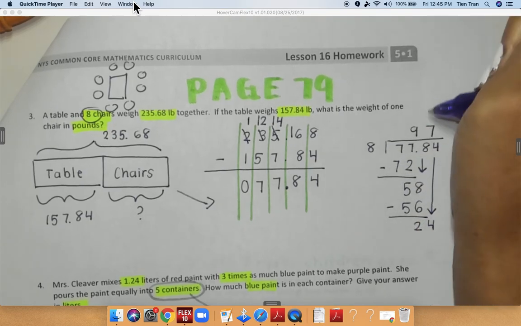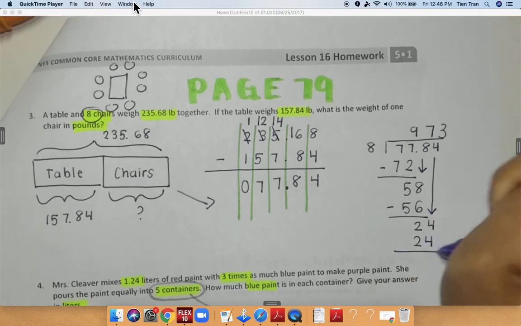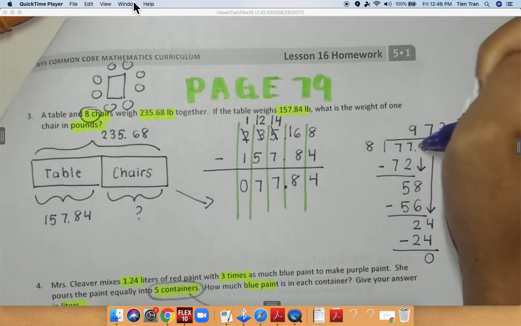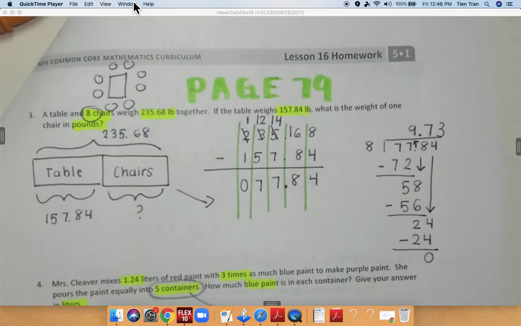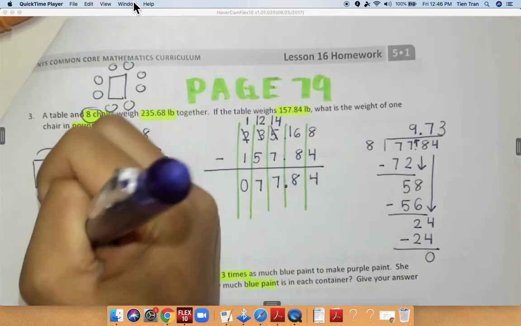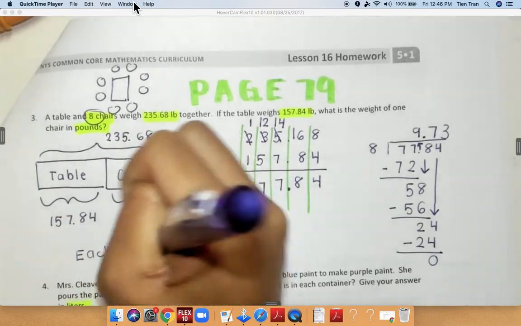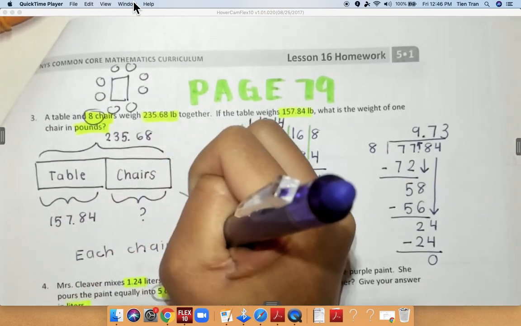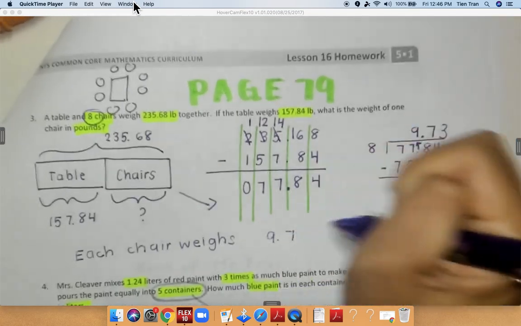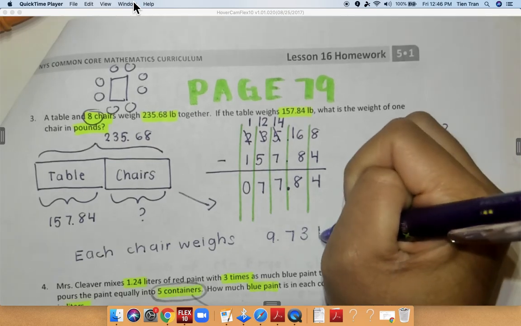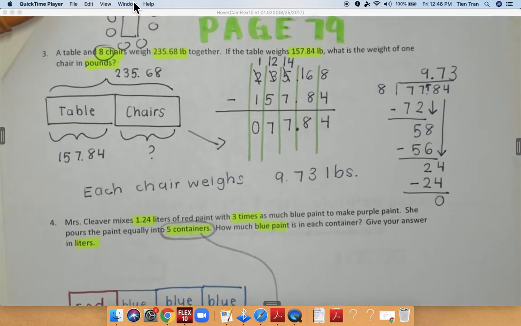8 can go into 24 3 times. So 24 minus 24 is equal to 0. Do not forget to bring up your decimal. So we have 9.73 pounds. Each chair weighs 9.73 pounds. You guys see that? Okay.